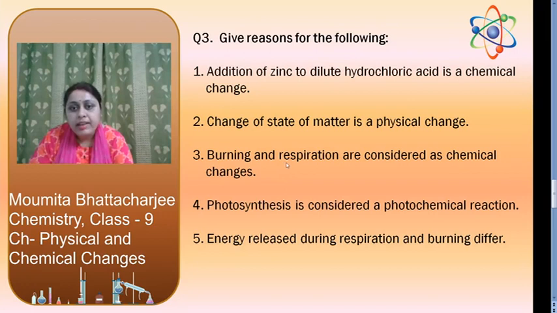Next one, burning and respiration are considered chemical changes. In both cases, burning and respiration, oxygen is needed. And in both cases, we get heat and light. In burning, we get a large amount of heat and light, and in respiration, we get a smaller amount of heat. So in both cases there is an energy change and they form new substances. In burning, we get carbon dioxide and water. In respiration also, we get carbon dioxide and water. So it is termed a chemical change.